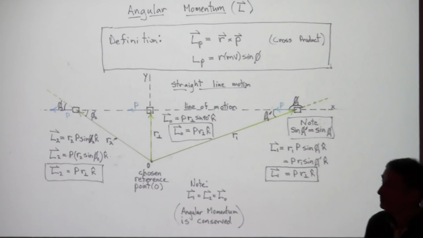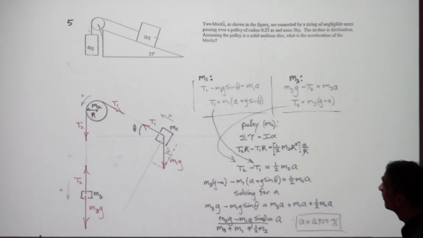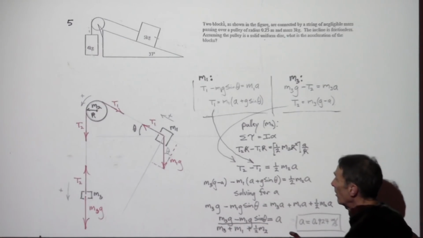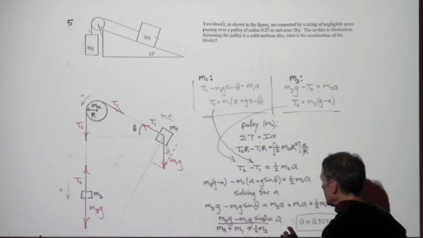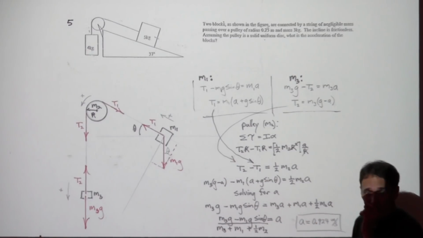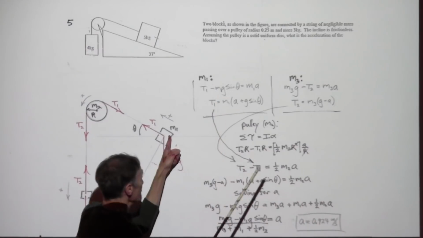I have a question about the initial setup. When you have T1 minus mg sine theta, why is it minus mg sine theta, not just minus mg again? Excuse me, where are we here? For M1? Oh, for M1. Oh, okay, the forces on that.